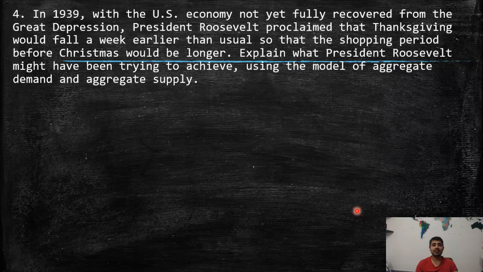4. In 1939, with the US economy not yet fully recovered from the Great Depression, President Roosevelt proclaimed that Thanksgiving would fall a week earlier than usual so that the shopping period before Christmas would be longer. Explain what President Roosevelt might have been trying to achieve using the model of aggregate demand and aggregate supply.